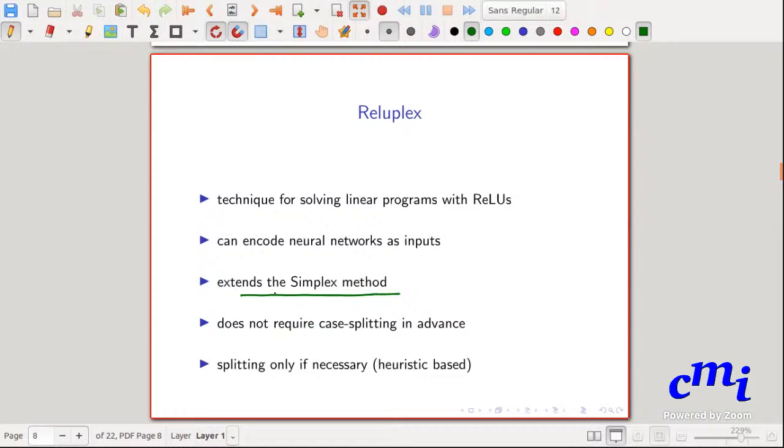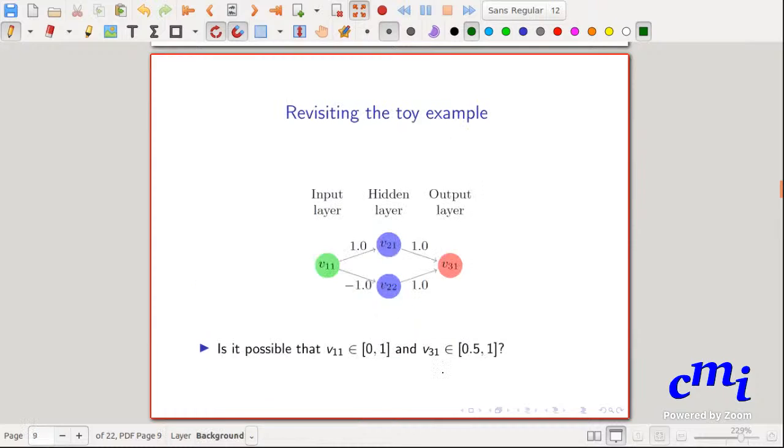So the way ReluPlex works is that it does not require case splitting in advance. We don't split immediately on whether something is going to be active or inactive. We try to ignore certain constraints and then do the splitting only if it's really necessary. And some of these things will become clearer as we move along.